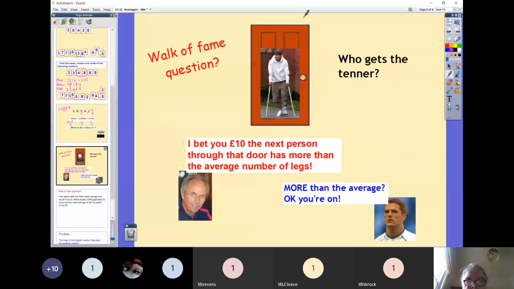Have a think about what's going on with this slide. You're welcome, if you think you've got an answer, to unmute and tell me. So basically, we've got this guy down here on the left, who's the old England manager, saying, I bet you £10 the next person who walks through that door has more than the average number of legs. And then this person over on the right says, I don't believe you, you're wrong. So who is right? If we imagine somebody coming through the door behind you in a minute, are they going to have more than the average number of legs, or not? If you've got a thought on that, feel free to unmute and let us know.